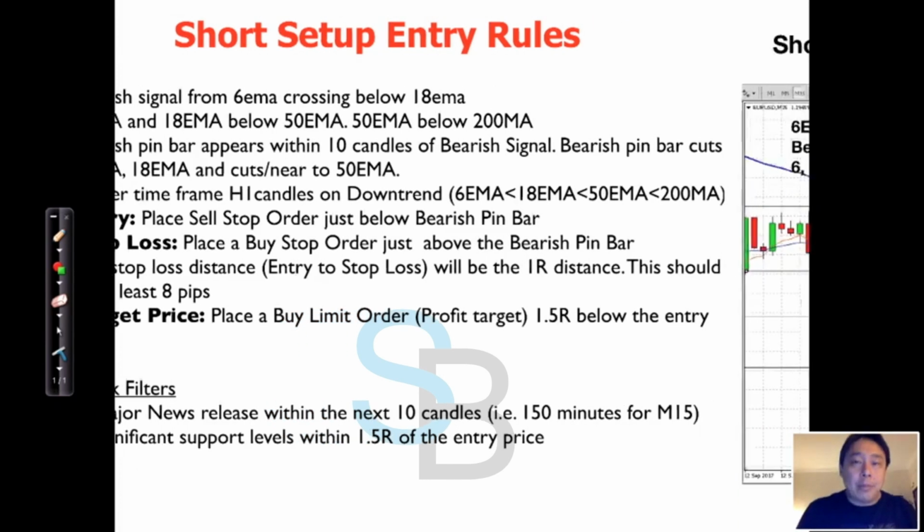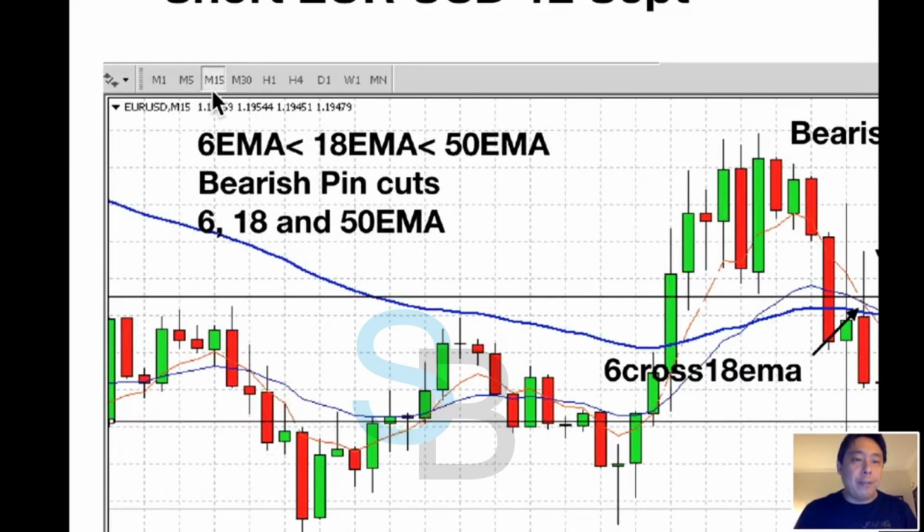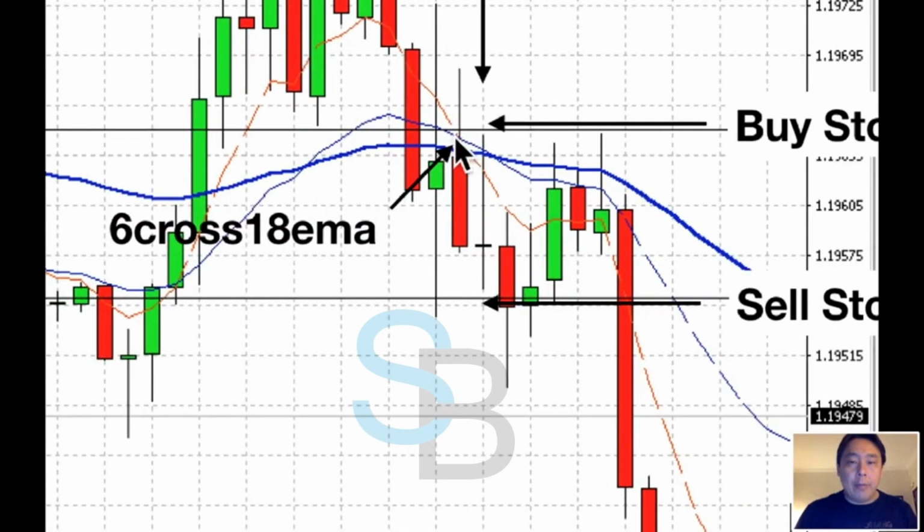So let's take a look at some of the chart patterns. All right. So the first one is a short Euro USD 12th of September. Again, looking at 15-minute candles, we've got the 6 crossing below the 18 EMA over there.